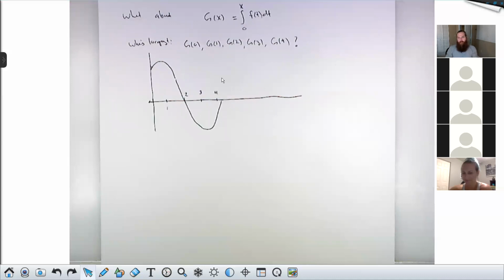Does anybody have a conjecture here? Certainly G of 4 represents the most area, but I don't think G of 4 is the largest number. It'd be 2. Yeah, exactly. Here, this is 2. If I go all the way out to 4, I'm going to get all this positive area and all this negative area. So you'll end up subtracting this away from this.